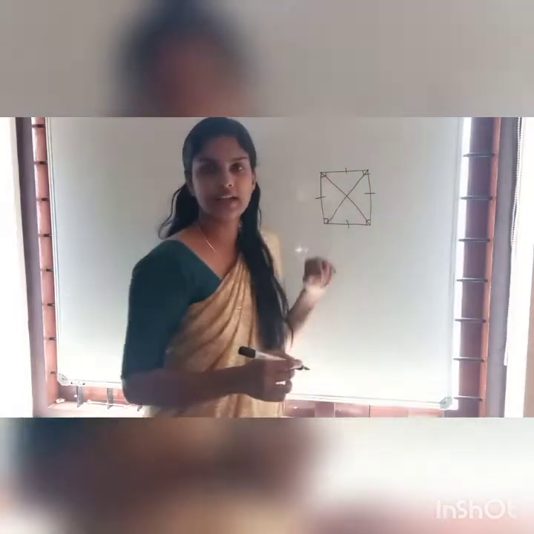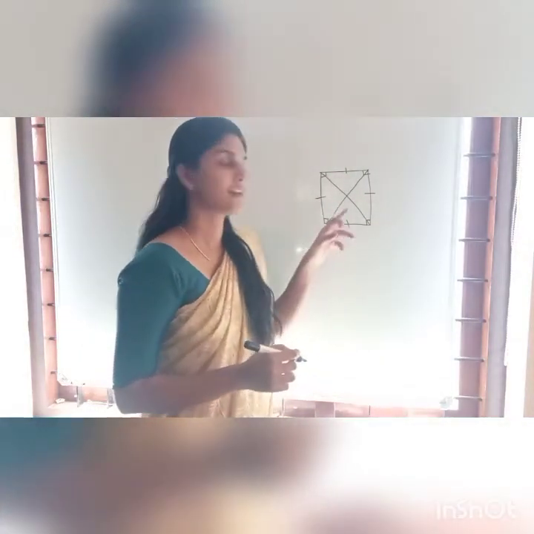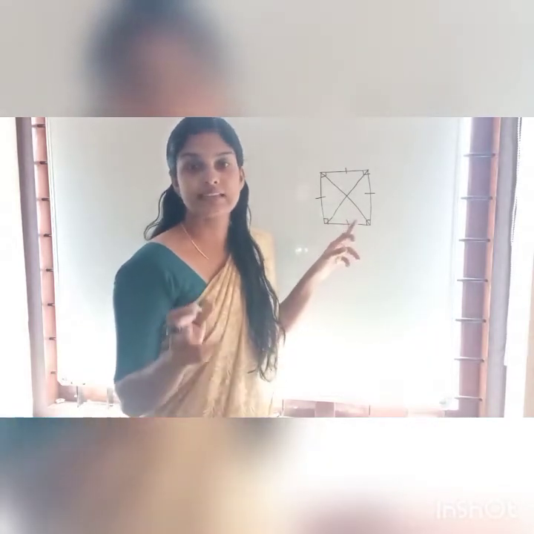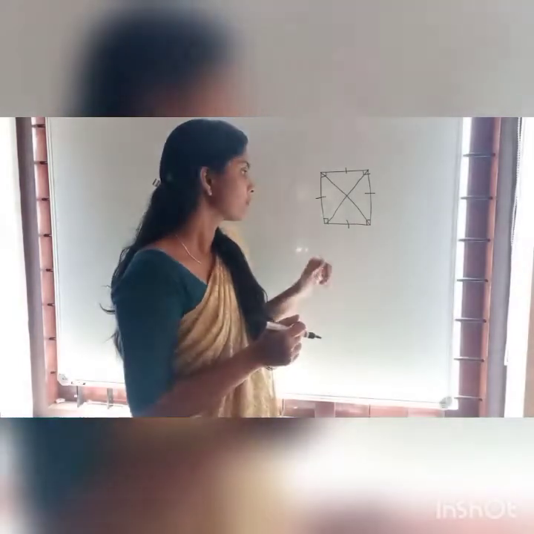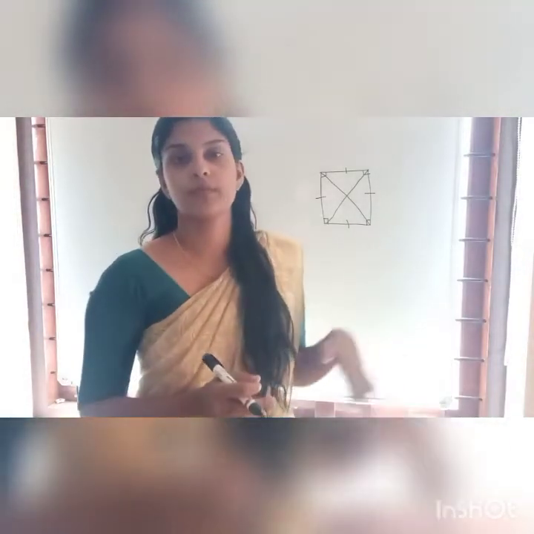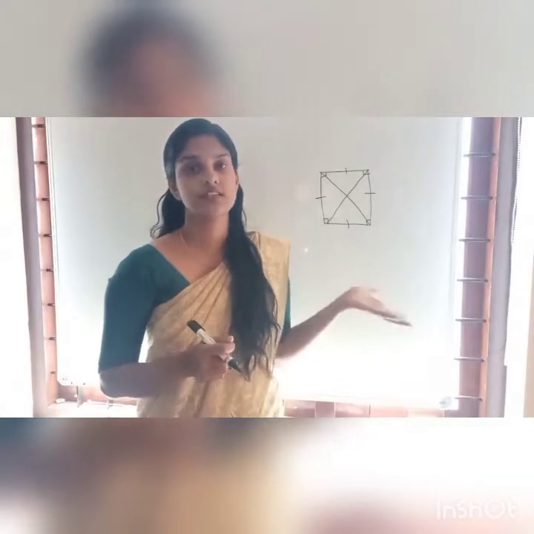Now, what about the diagonals? These are the diagonals, right? What is the peculiarity of those diagonals? Yes, diagonals bisect each other at right angles. They are perpendicular bisectors, right? So these were the properties that we saw about a square in the last class. Now we shall see how to construct this square.